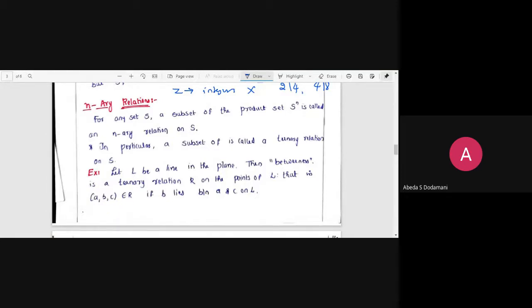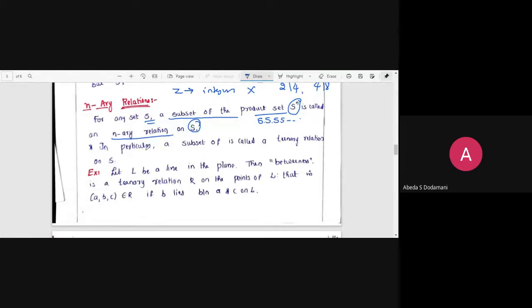If I'm doing it for 2 times, it is just to the power 2. If I am doing it for 3 times, it is ternary. Are you following? Yes, ma'am. Okay. So for any set S, a subset of the product set. The subset of product set means if I have S, I'm taking the product up to say n. So this S to the power n is called an n-ary relation on the given set S.